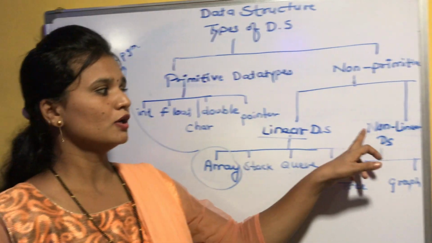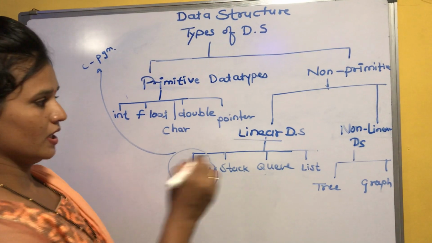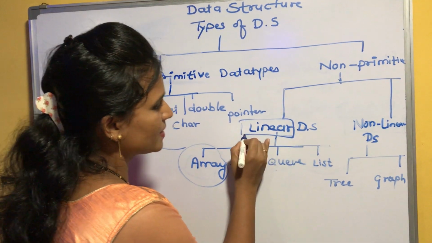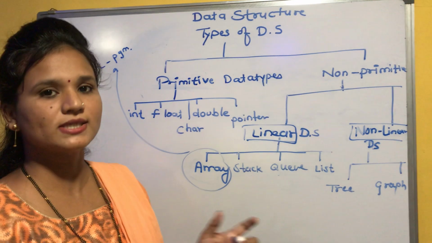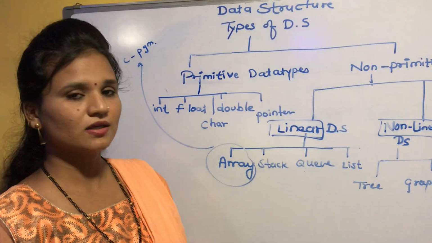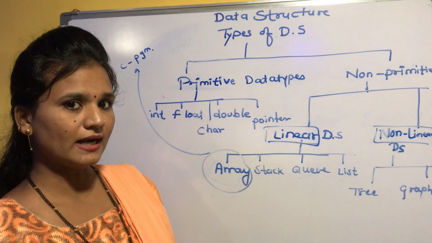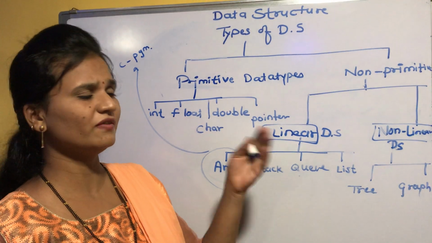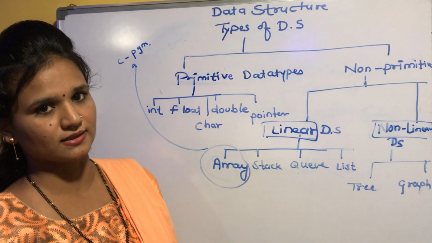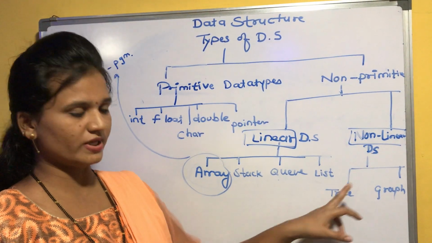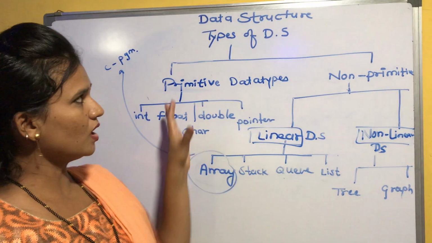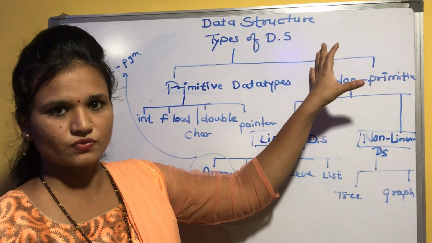Okay, the next is non-linear data structure. Here what I have said, linear means sequential, and non-linear means non-sequential. That is, we are storing the elements at random. Okay, means randomly we are storing or randomly we are organizing the data. Okay, non-linear data structures are tree and graph. This is all about types of data structure.